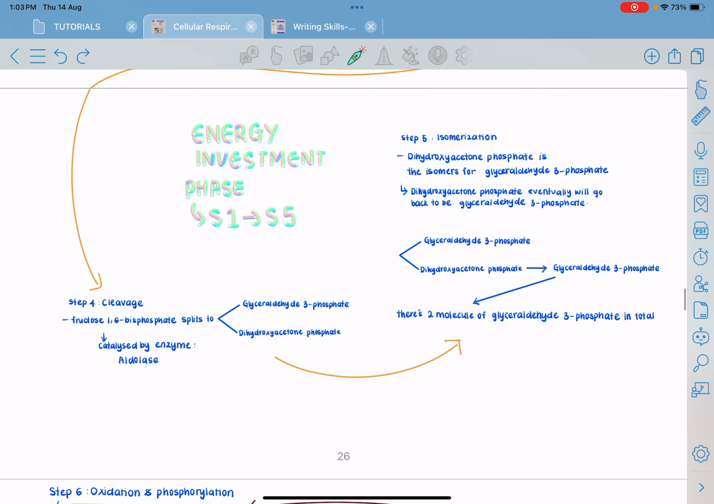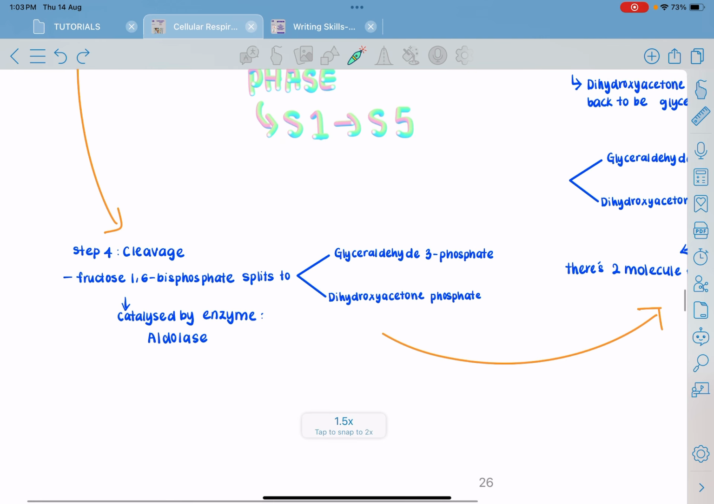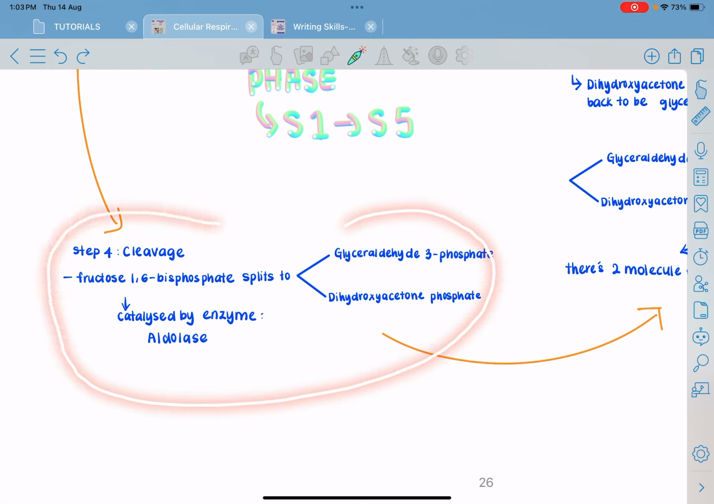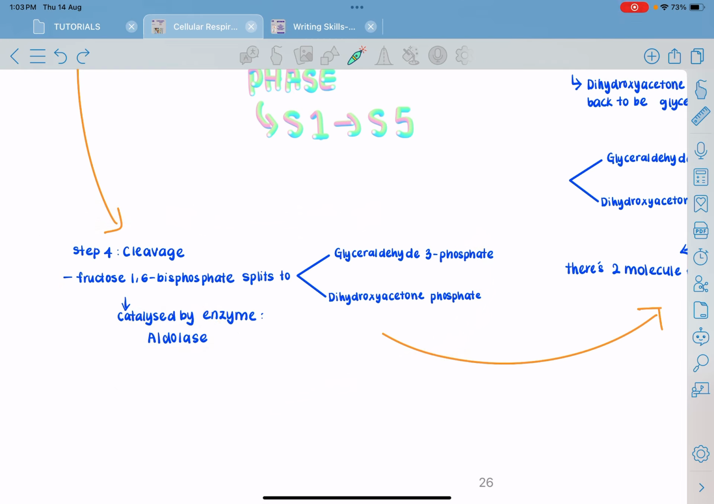Okay, so we go to step 4. Step 4 is cleavage. Cleavage means separate. So what happened in separation? The fructose 1,6-biphosphate will split into 2 different molecules: glyceraldehyde 3-phosphate and dihydroxyacetone phosphate. This process is catalyzed by an enzyme called aldolase. I need you to understand that this one is actually an isomer of this one. They are the same chemical substance inside, but the structure is different.